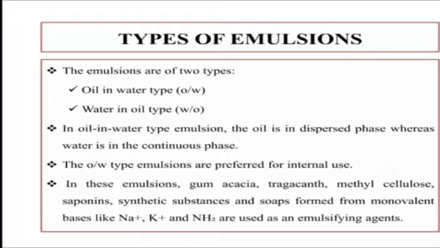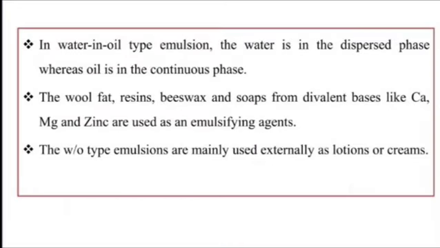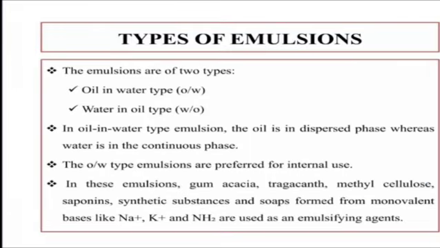There are two types of emulsion. One is oil in water type, the second is water in oil type. First, we see the oil in water type emulsion. The oil is the dispersed phase, and the continuous phase is water. But in water in oil type, water is the dispersed phase and the continuous phase contains the oil.